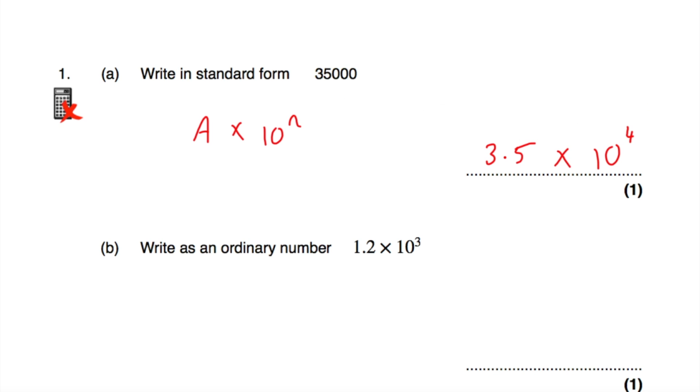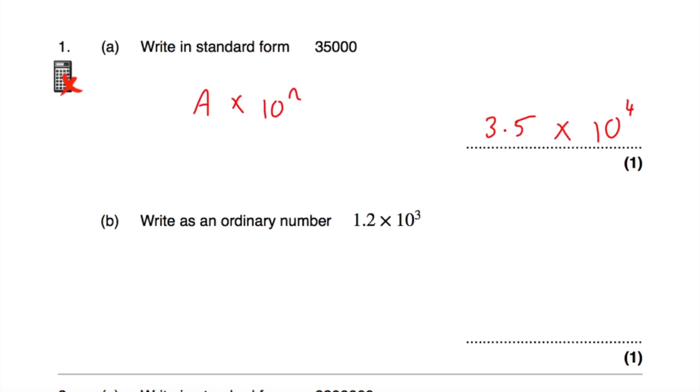And that's it. Let's just consider this. If you have 3.5 multiplied by 10 to the power of 4, 10 to the power of 4 would be 10,000. And if you do 3.5 times 10,000, you get 35,000. So it'd be 3.5 times 10 to the power of 4. And that's it. Okay, let's look at part B.